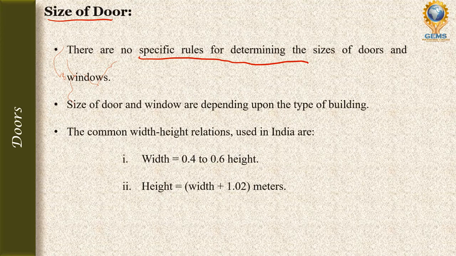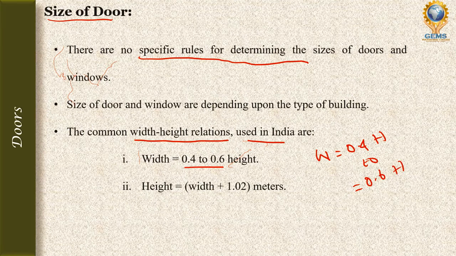The common width to height relationship used in India, in India we commonly use the width to height relationship. So what does it mean? Width to height relationship is 0.4 to 0.6 times height. So your width is equal to 0.4 times h to 0.6 times h. H is the height of the door.